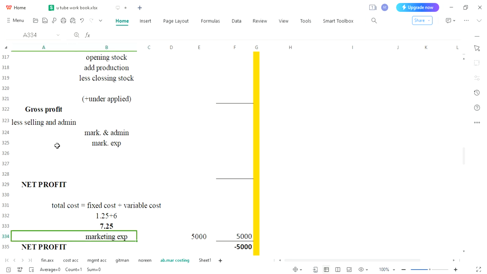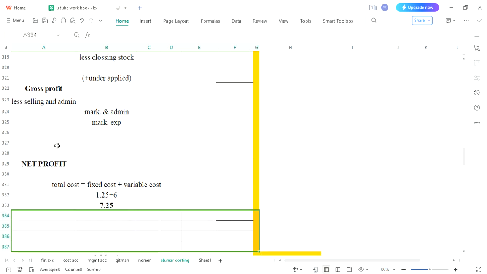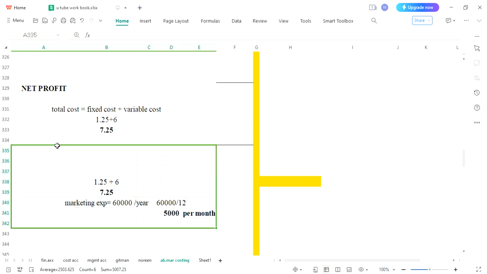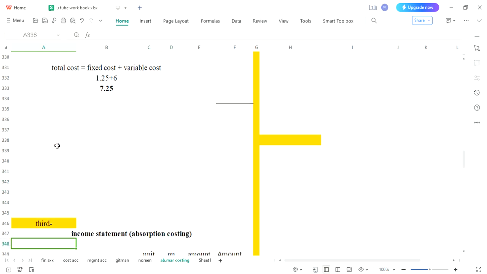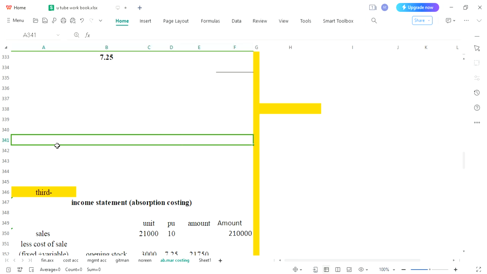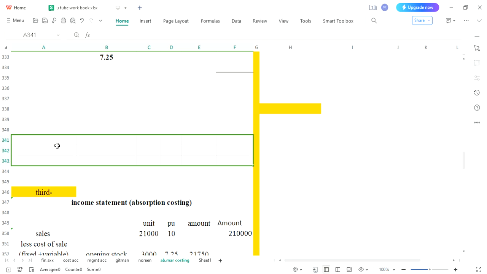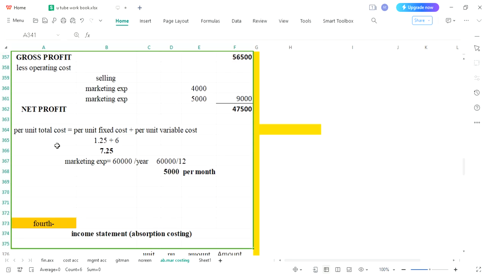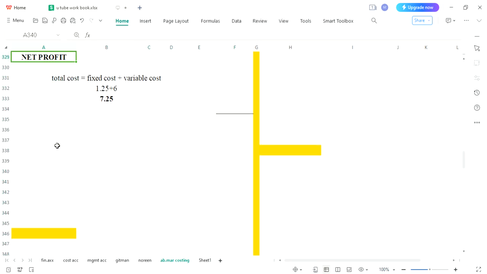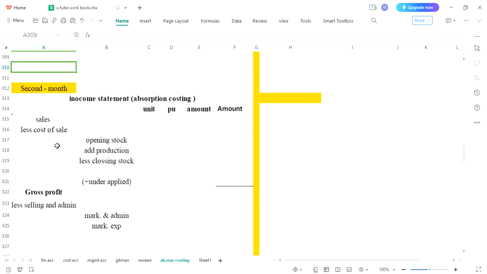This is not needed right now, and perhaps this is related to some other question. Let's see if anything else. We have so many things and we need to delete them. Let's start again. So this is your second month and we have deleted everything present over here, because the number of units or per unit would be different for the second month.